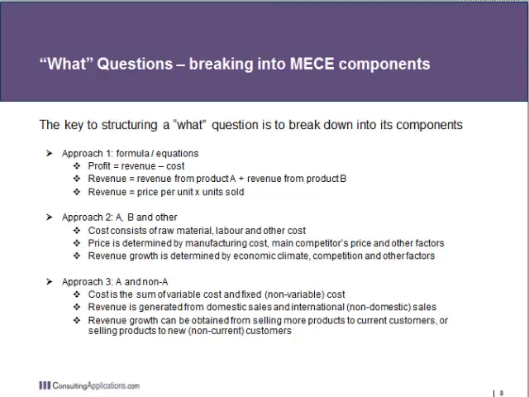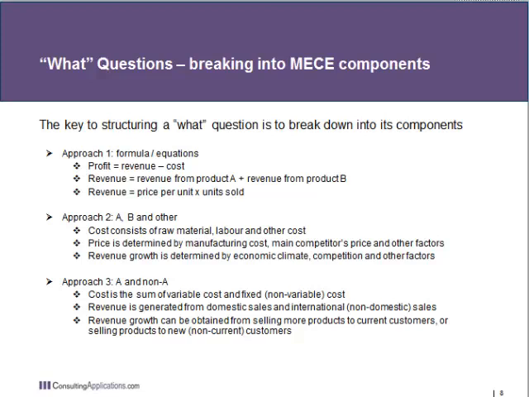And then the second approach is A, B, or other. Here's when you can't use an equation like how you did in the first approach. So for example, cost consists of raw material costs, labor costs, and then other costs. Why do we use other costs instead of trying to list everything? And the reason here is because costs, for example, might consist of 10 things, and in a case interview, you can't dig down into 10 things. So you pick 2 or 3 which you think are very important, and then use other to cover everything.